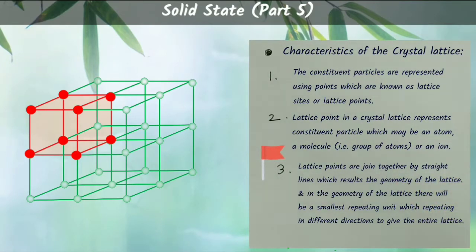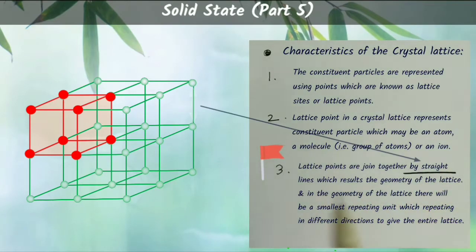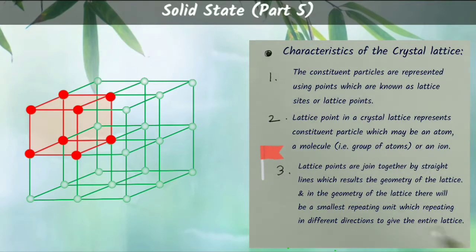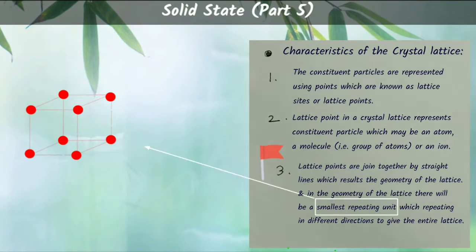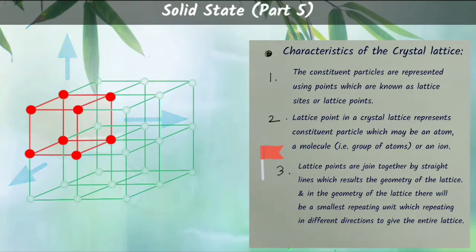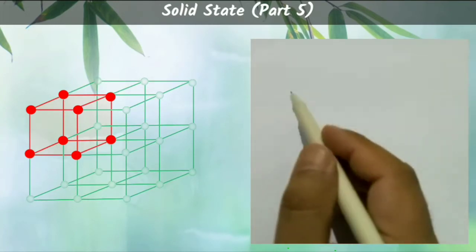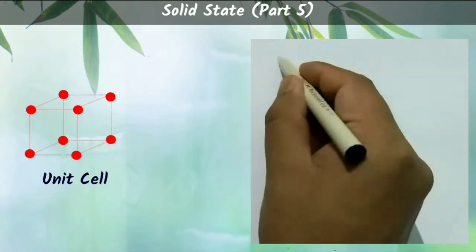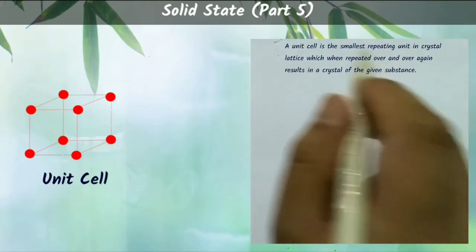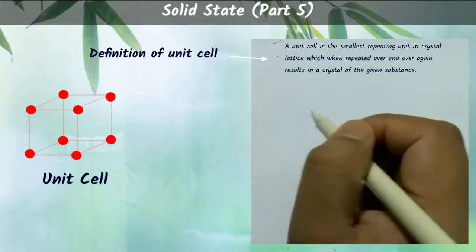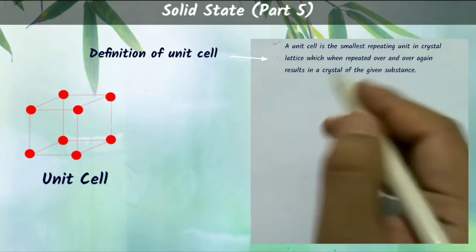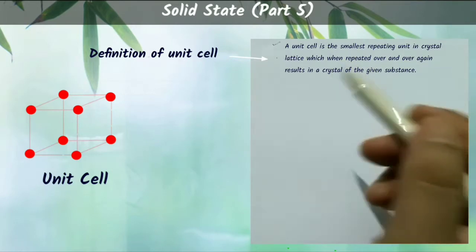According to this characteristic, the lattice points are joined by straight lines to result in the geometry of the lattice, and in the geometry of the lattice there will be a smallest repeating unit which repeats in different directions to give the entire lattice, or we can say the entire crystal. Now coming to the definition of unit cell: the smallest repeating unit in 3 dimensions which is composed of constituent particles and exhibits a definite shape is known as unit cell.